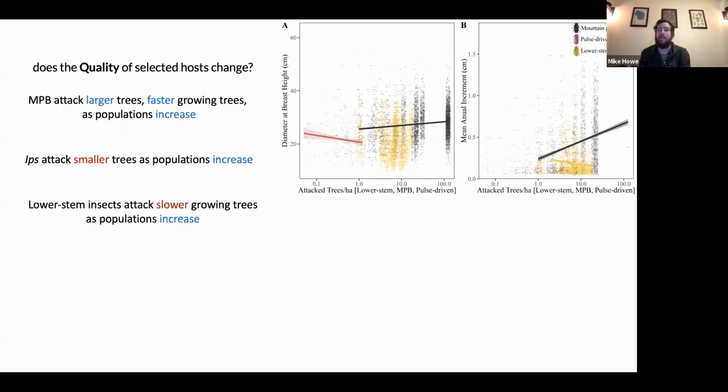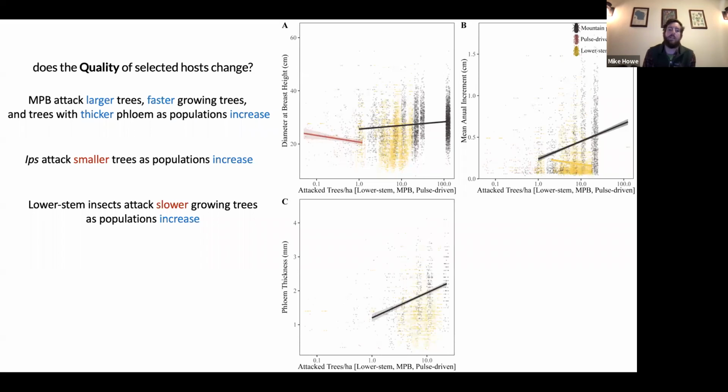Secondly, we can look at their relationship to mean annual increment, which is really a proxy for growth rate. And what we see is that mountain pine beetle also attack faster growing trees as populations increase. And lower stem insects attack slower growing trees, although that line is somewhat hard to see.